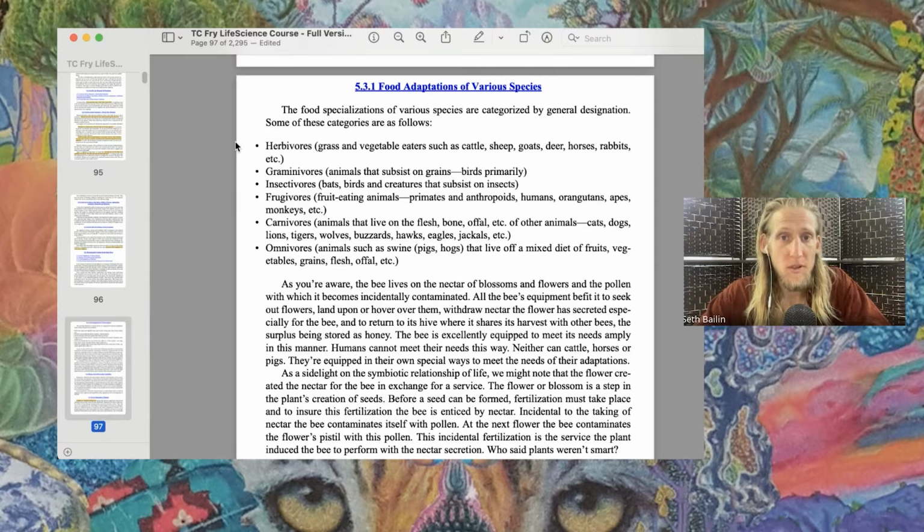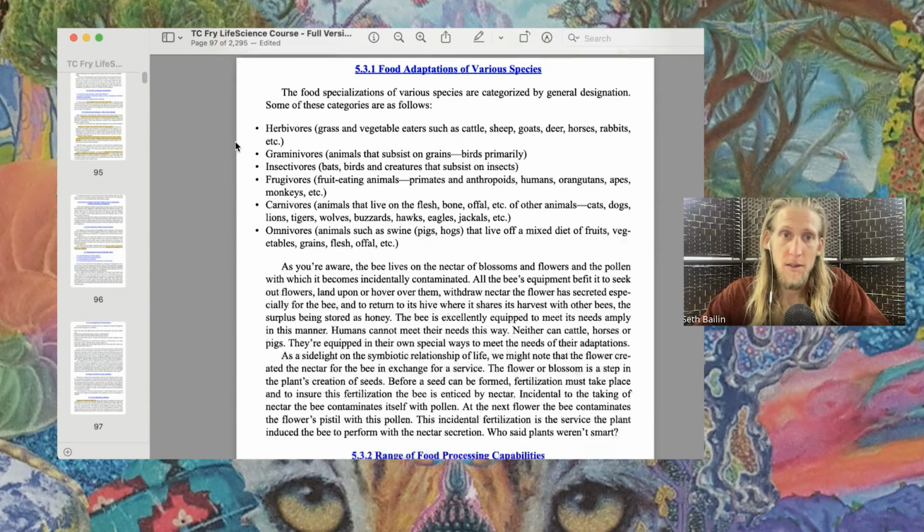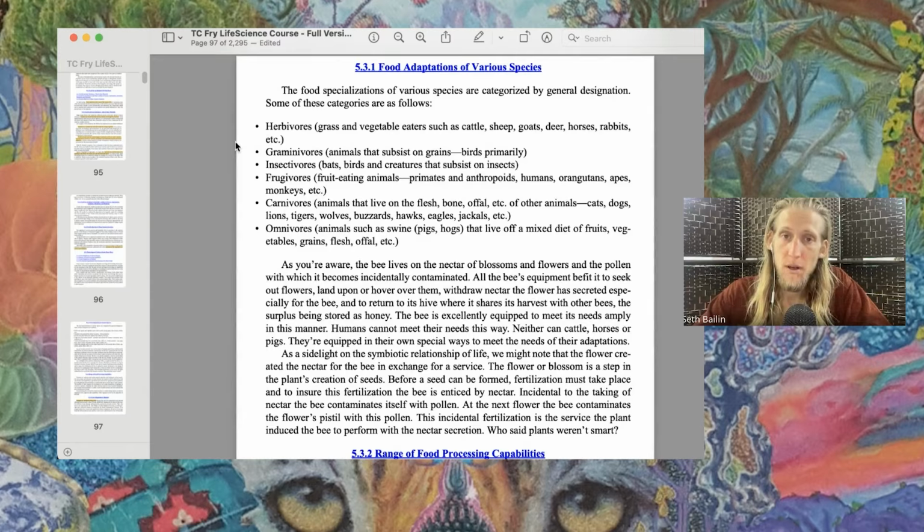There are herbivores, grass and vegetable eaters. There are grainivores. A lot of birds are grain eaters. Insectivores, frugivores, fruit eaters, many of the primates. And I would also say that humans are frugivores, physiologically adapted to a diet of primarily fruit. There are carnivores, animals that live on flesh of other animals.